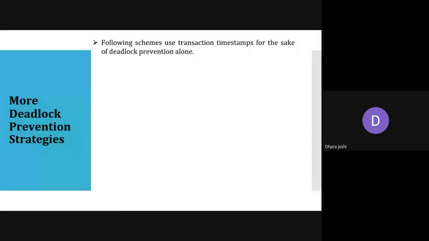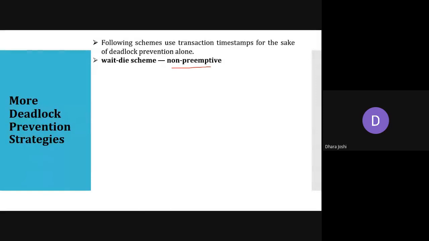The following schemes use transaction timestamp for the sake of deadlock prevention alone. The one is the wait-die scheme. Okay, what does it mean? Non-preemptive. First we'll see what is preemptive and non-preemptive.